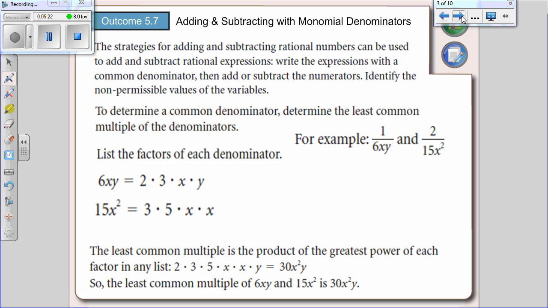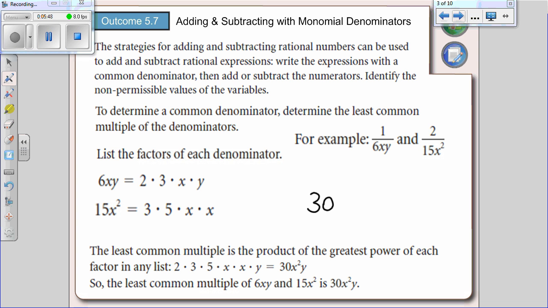If you have a common denominator here, the 6 and the 15 are both numbers. So you need to find a common denominator for the 6 and the 15. What would be their lowest common multiple? 30. It would be 30. Right? So we know that our denominator is going to be 30 something something, because we have x's and y's as well.